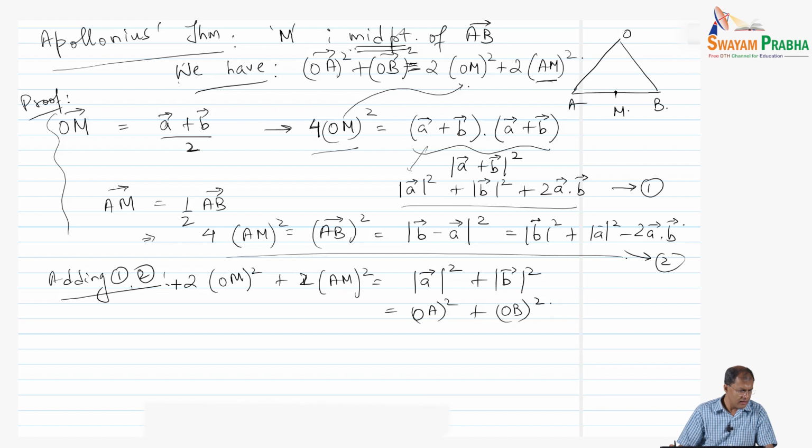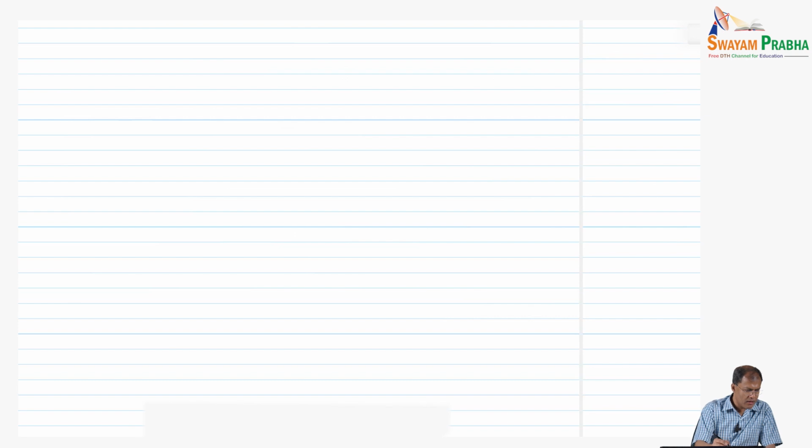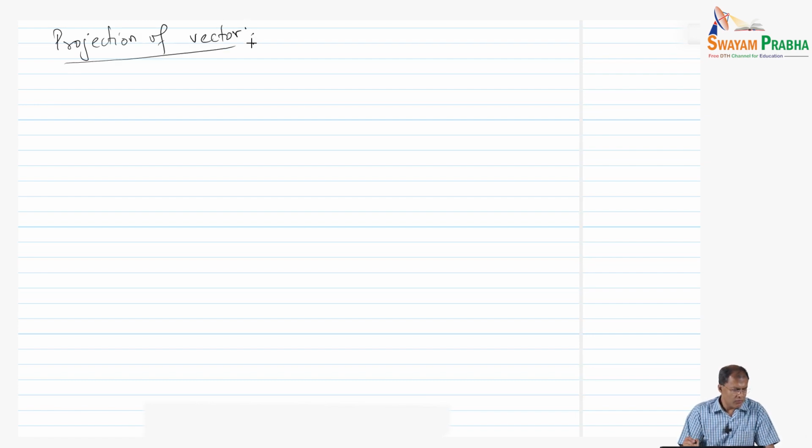And then let me now talk about another important concept which we'll be using later, the so-called projection of a vector. So what is this projection of a vector? Typically, the projection of a vector is the so-called component of a vector along the direction where we are trying to find the projection.